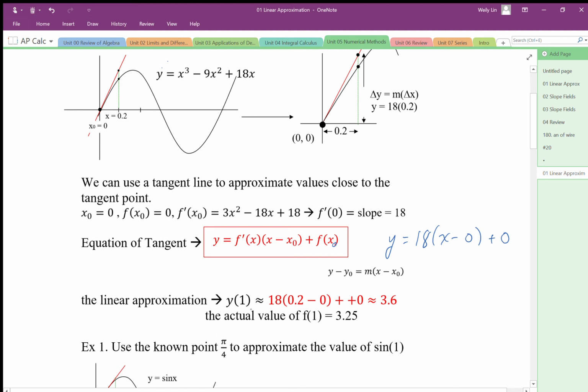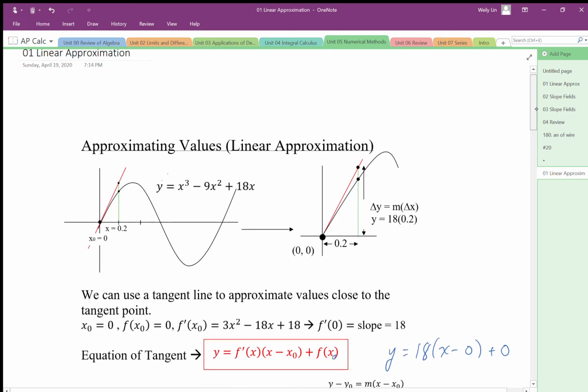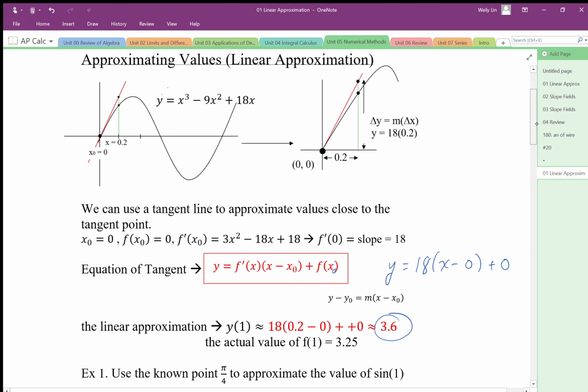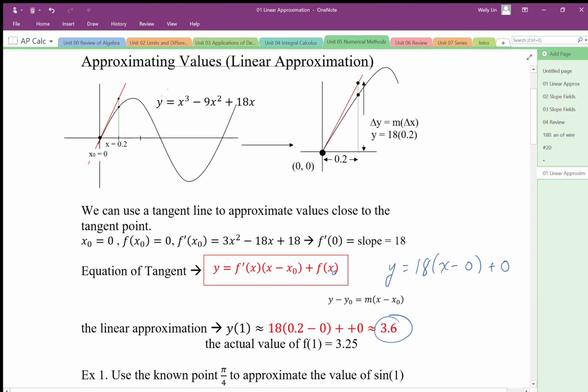So when we plug 0.2 in, we're going to find the value at 0.2 by plugging into the equation. We're going to end up with 18 times 0.2 minus 0, and we end up with an approximation of 3.6. Okay, so if we actually look at the actual value of that function, the actual value was 3.25. That would be that point there. Okay, 3.6 is the one we calculated, which is a relatively close point.